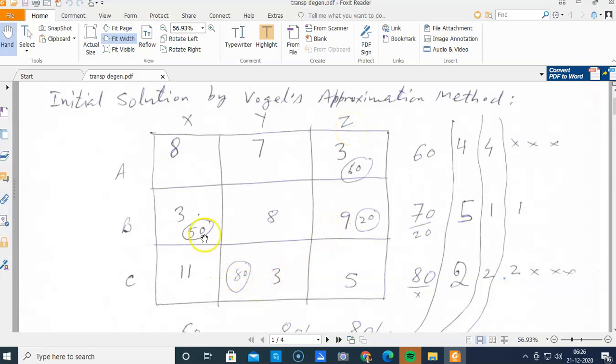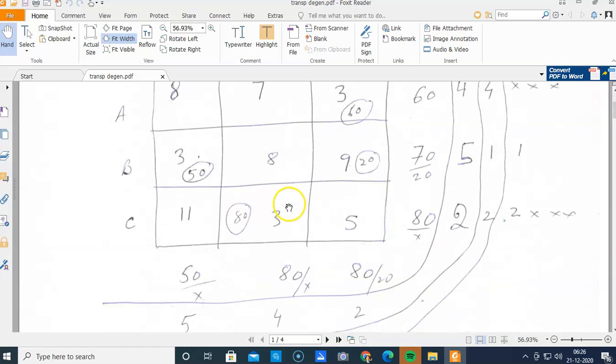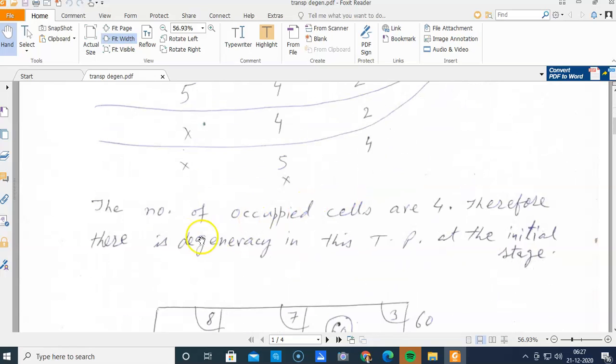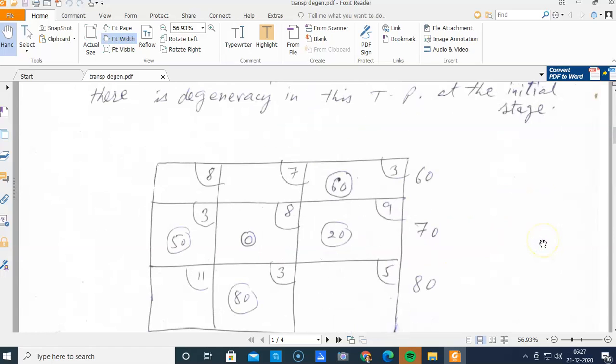There must be 5 occupied cells, but we can see here these are 4 only, which indicates that there is degeneracy at the initial stage. If there is degeneracy, there will be the problem of cycling. Again and again we will reach the same table, and we will never reach the optimal solution. So here I have written that the number of occupied cells is 4, therefore there is degeneracy in the transportation problem at the initial stage.